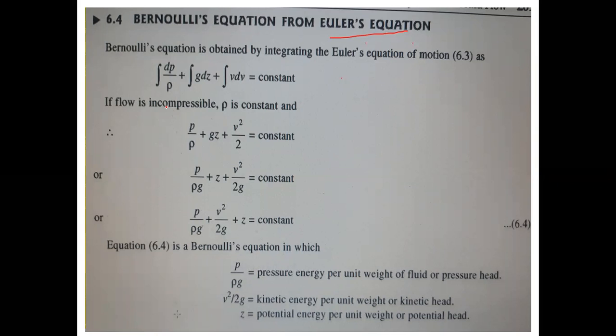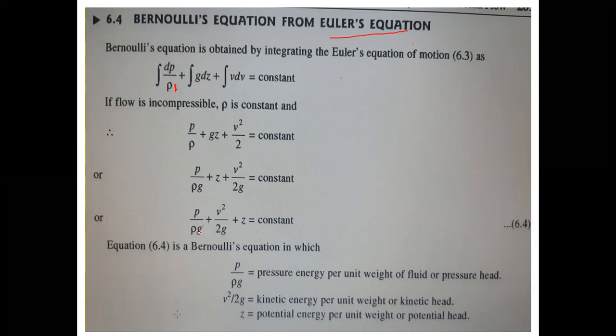If the flow is incompressible, rho is kept as constant. Thereby p by rho plus g z plus v square by 2, since integrating v dv gives v square by 2, is equal to constant. That implies p by rho g plus z plus v square by 2g is equal to constant.